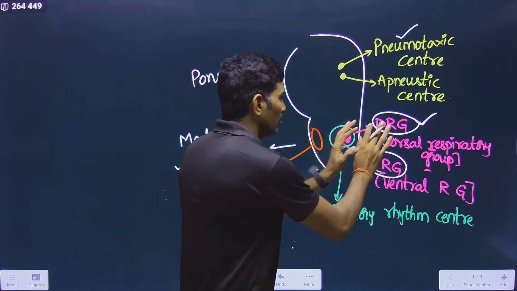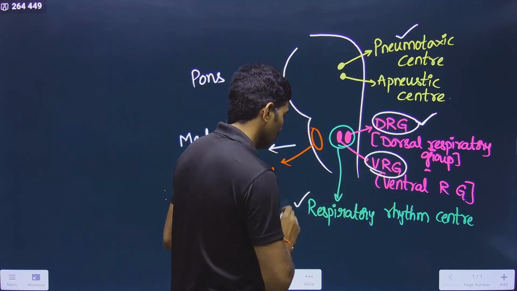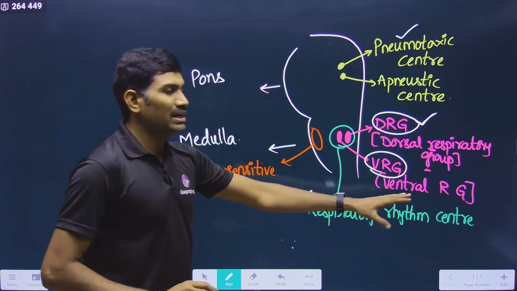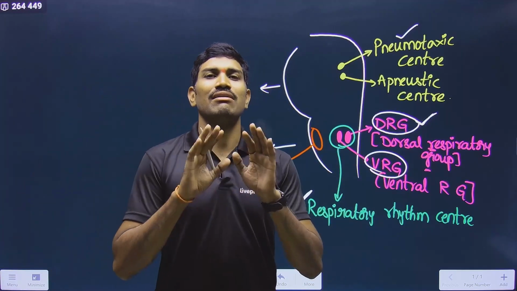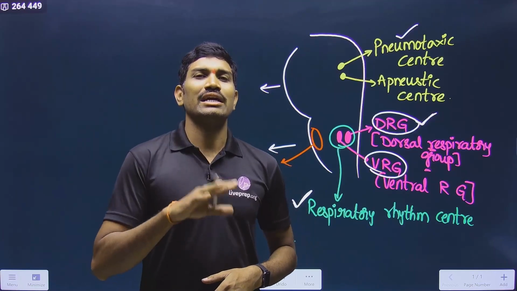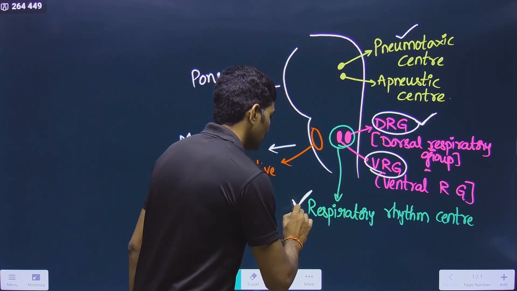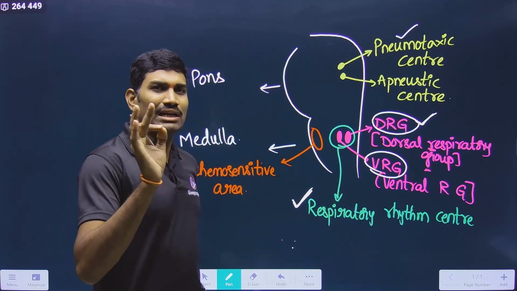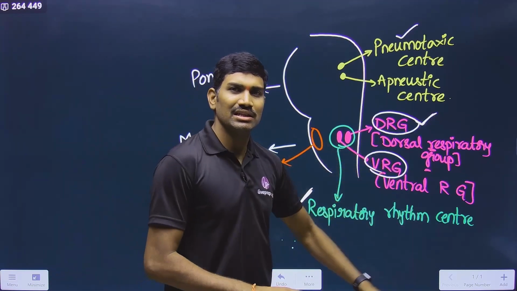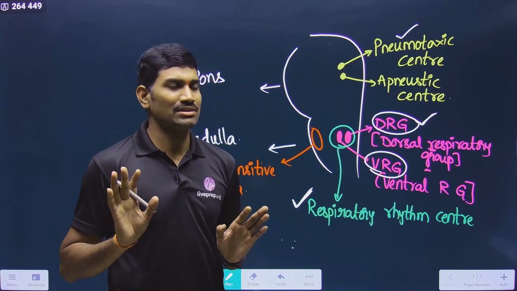Overall, these two come under the respiratory rhythm center. Based on this, our respiratory rhythm and rate are controlled here. Clear? This is the function of the respiratory rhythm center. So ultimately it is the respiratory rhythm center that is controlling our breathing activities.